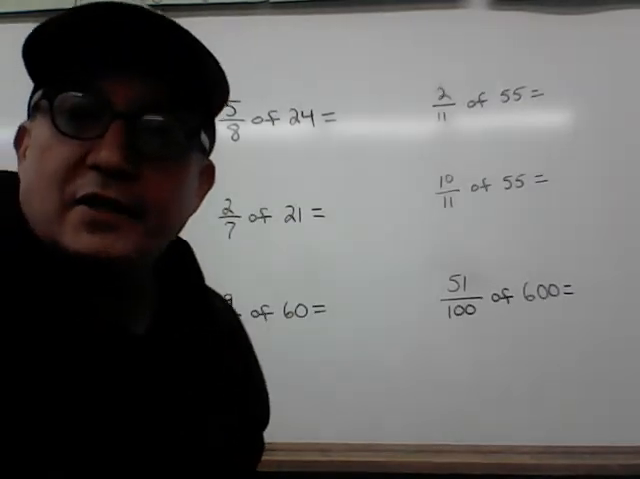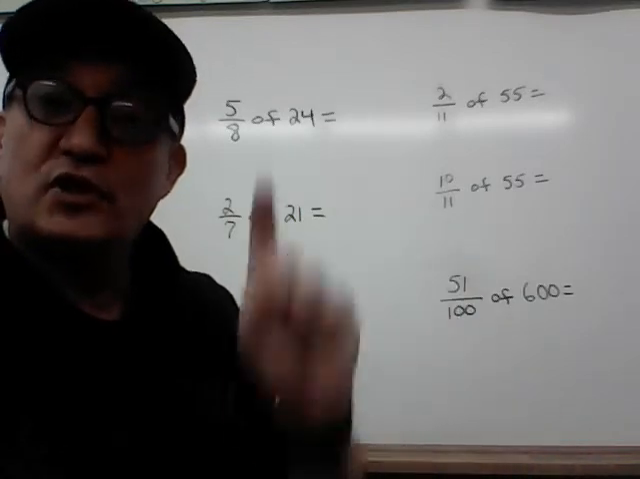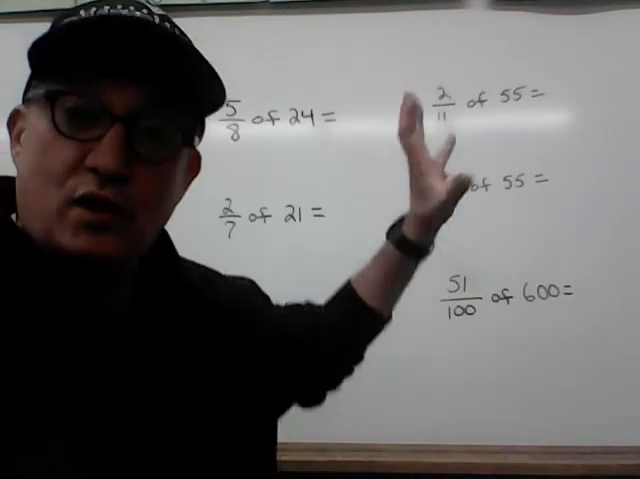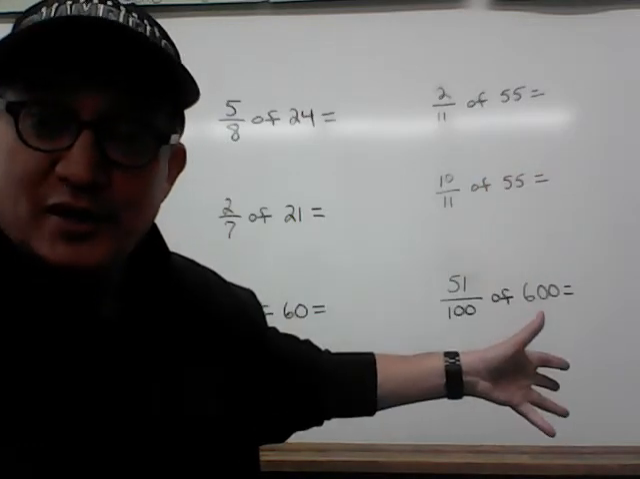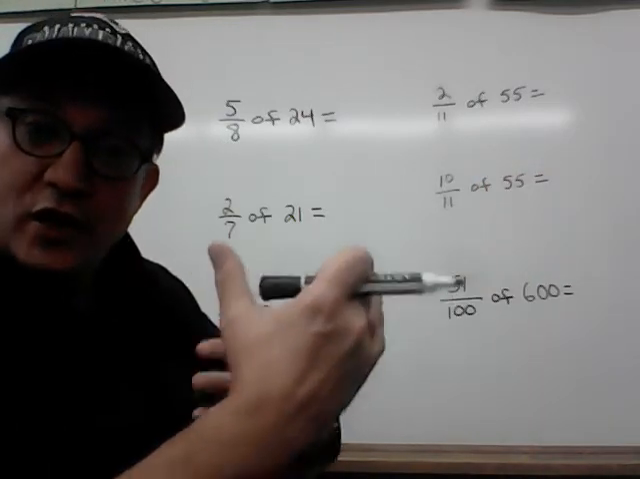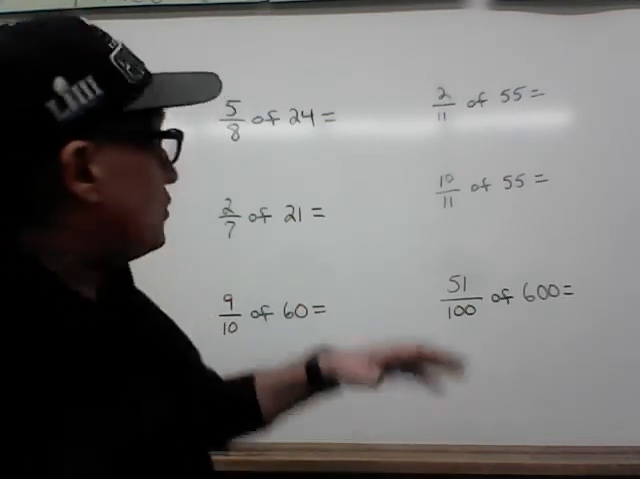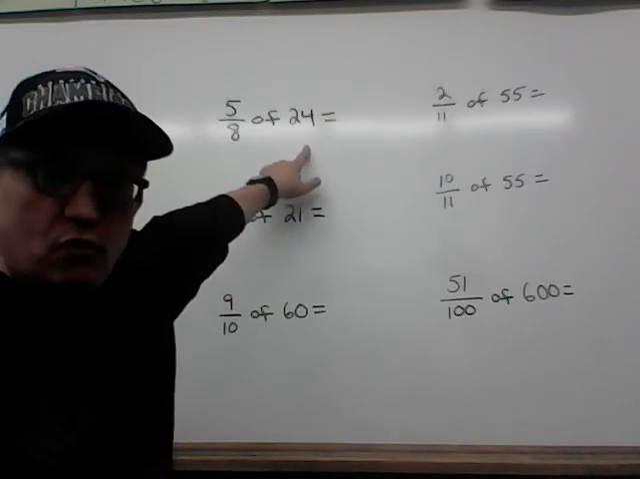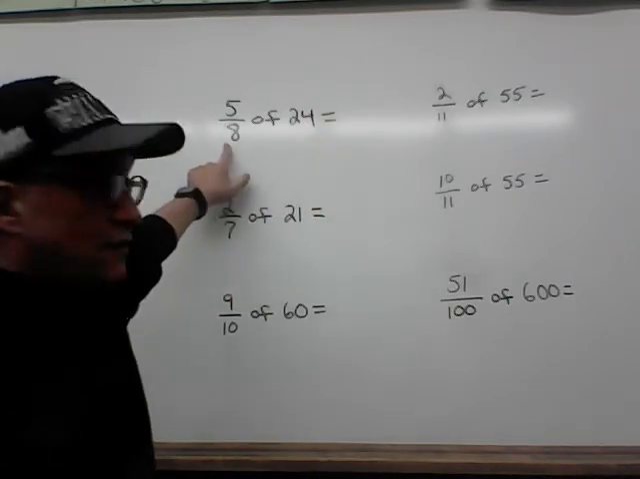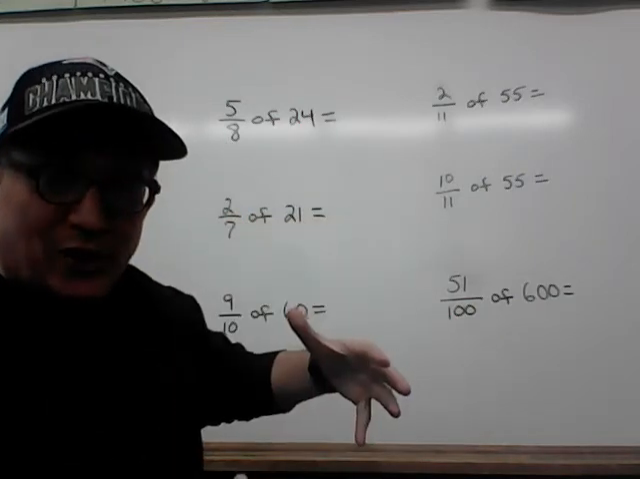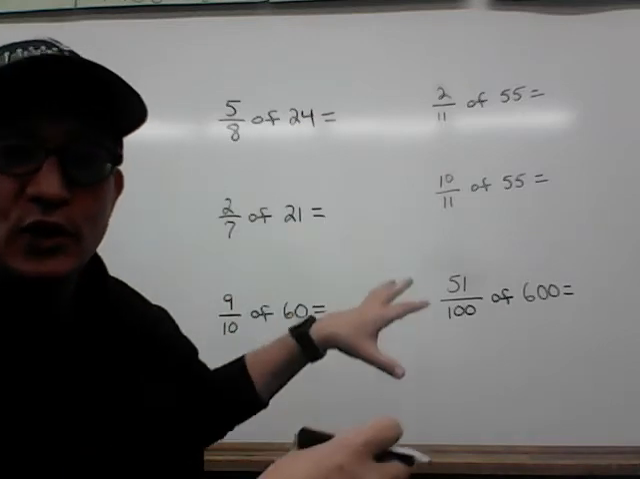This particular class of questions, we're finding a fraction of a whole number, and the denominator is a factor of the whole number. So the answers are all whole numbers. But please understand, if I didn't rig them this way, then the answer would not come out to be a whole number. So in other words, if we had 5/8 of 23, not a whole number. If we had 5/7 of 24, not a whole number. See, these are all whole numbers because the denominator is a factor of the whole number.